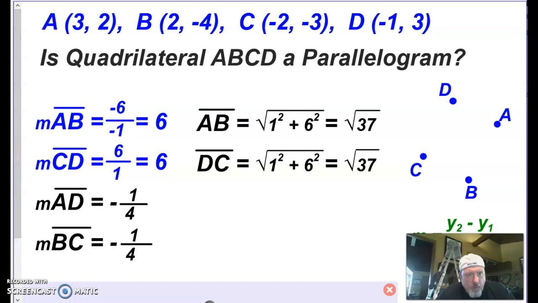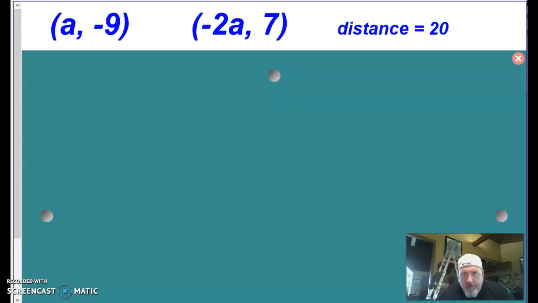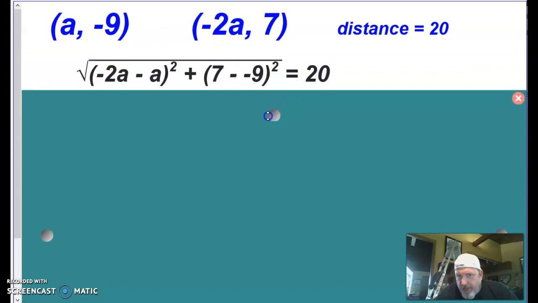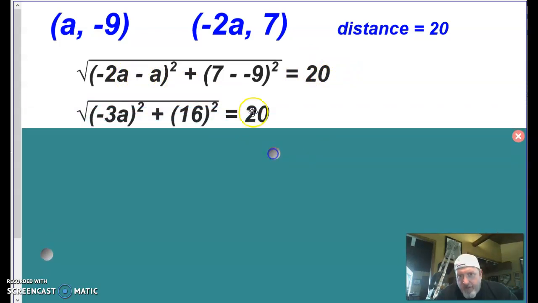And we've got, I believe, one last thing for today. This is a distance formula. Again, this is plug and chug. The only difference here is now they've given us variables for the x-coordinate instead of numbers, which is fine. It doesn't change what we do. We're still going to take the difference of our x's, and so if we do that, -2a minus a, and 7 minus -9. They told us that the distance here is 20, so when I subtract these 2, I'm going to get -3a, and 7 minus -9 is 16.